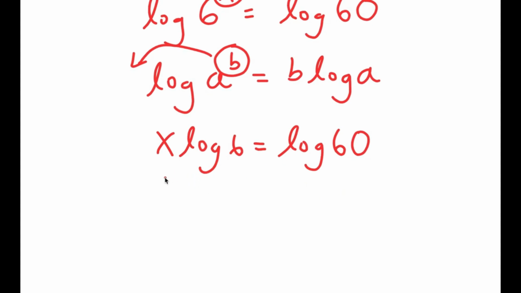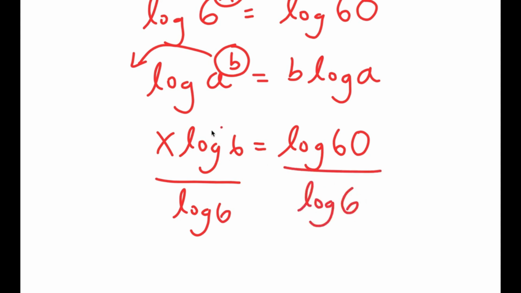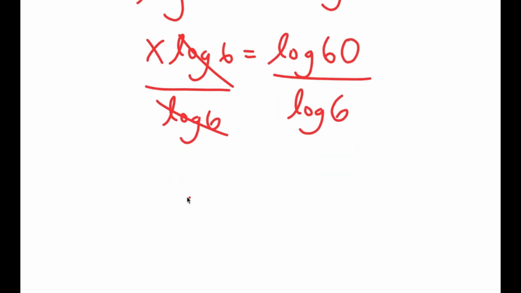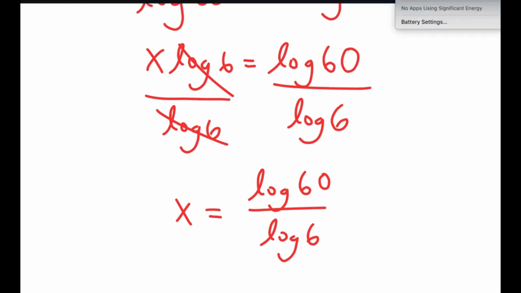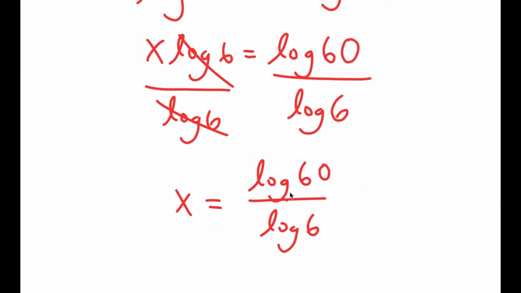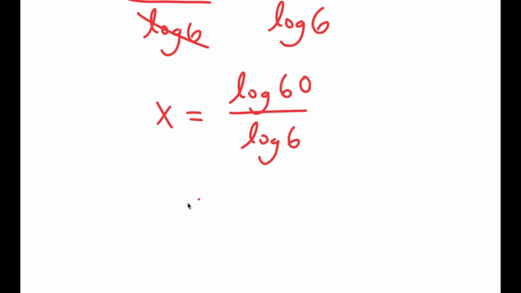Now from here, I'm going to divide both sides by log 6. So then these two cancel out, and I get x is equal to log 60 over log 6. So now from here, what I'm going to do is rewrite log 60 as log of 6 times 10.